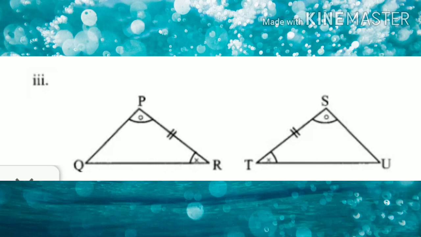Now observe third figure. Observe here, in these two triangles, angle P is congruent to angle S by observing the identical mark, and angle R is congruent to angle T, and side PR is congruent to side ST. So by observing the identical marks given in these two triangles, we can decide these two triangles are congruent by ASA test. So triangle PQR is congruent to triangle PTU by ASA test of congruency.